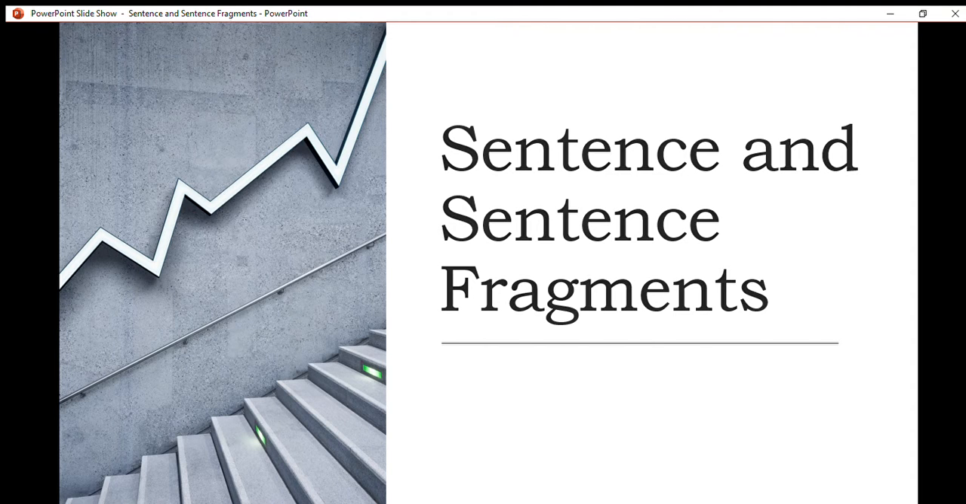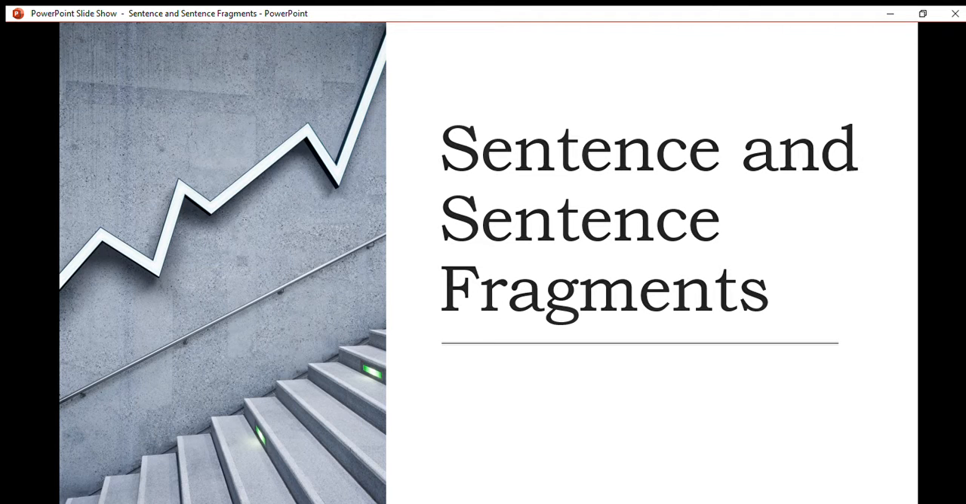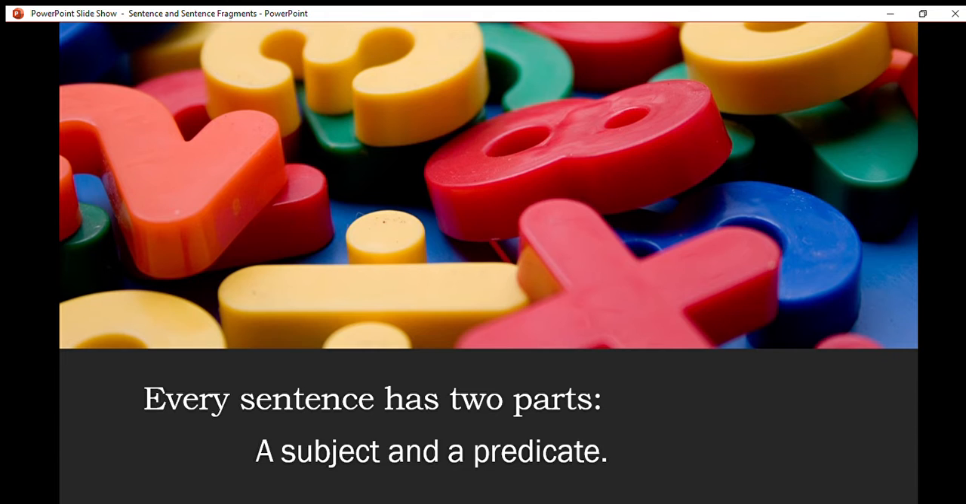Okay, here's the lesson that we talked about for sentences and sentence fragments. The main thing to understand is that every sentence has two parts, a subject and a predicate. A subject tells us who or what, a predicate tells us what was done. Most of us learned that way back.